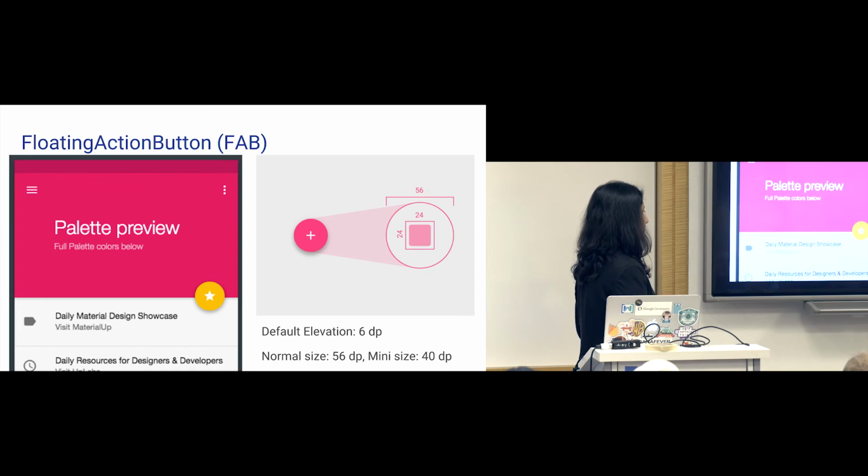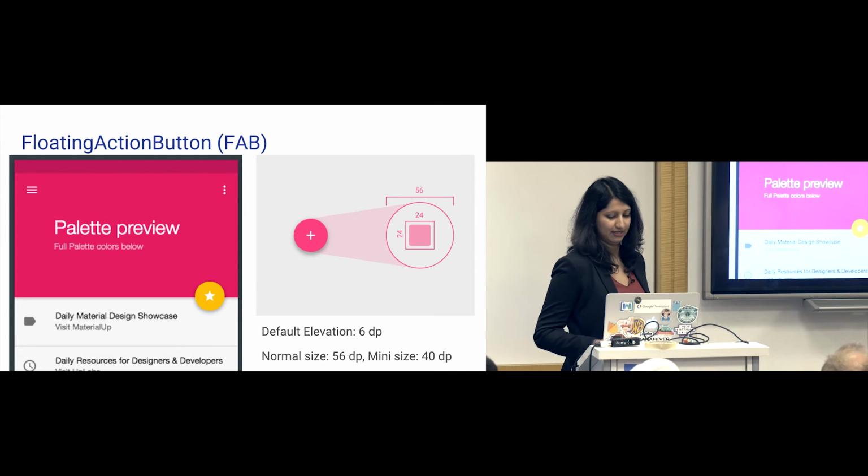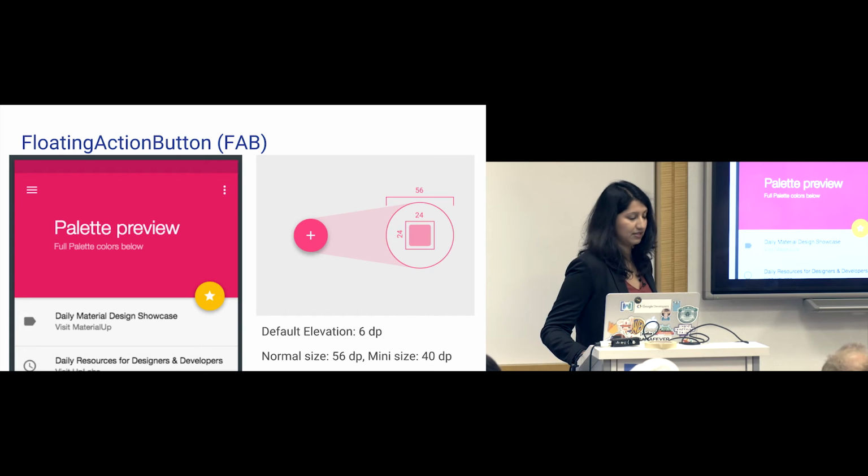Let's talk about floating action buttons. In this case, you can see that the floating action button is placed on top of that masthead region. So when you click on it, maybe you start a show. And as I mentioned, everything has resting elevation and so on. So the default elevation for floating action buttons is 6 dp, and the normal size is 56 dp.